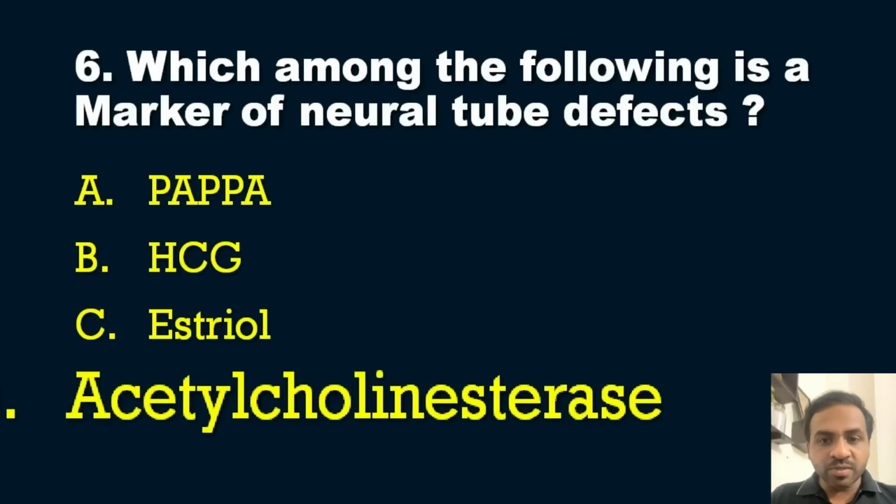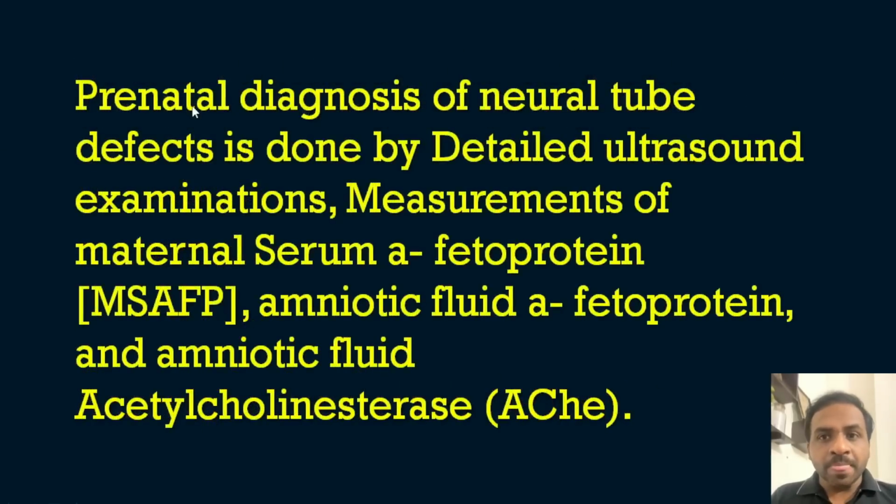Okay, so all the options I have given are some or the other markers, so I will explain in detail in the explanation session. First of all, the prenatal diagnosis of neural tube defects is done by detailed ultrasound examination, then measurement of the maternal serum alpha fetoprotein, that you know very well, then amniotic fluid alpha fetoprotein and amniotic fluid acetylcholinesterase. So neural tube defects can be identified by several methods, and the main ones are maternal alpha fetoprotein, then amniotic alpha fetoprotein, then amniotic fluid acetylcholinesterase. Okay, so I think that is clear for you.